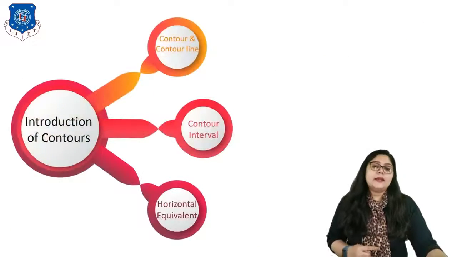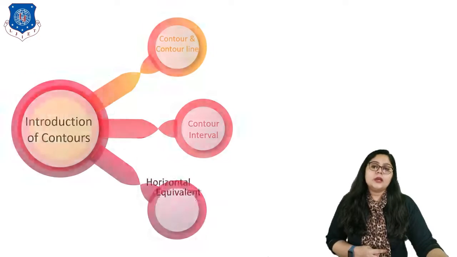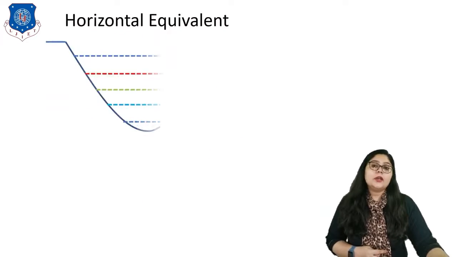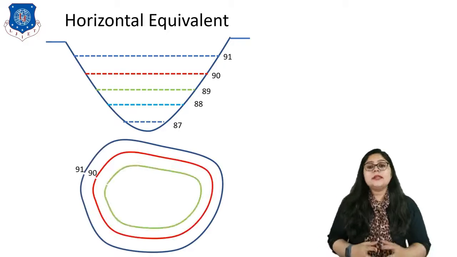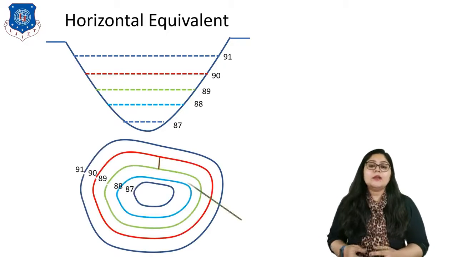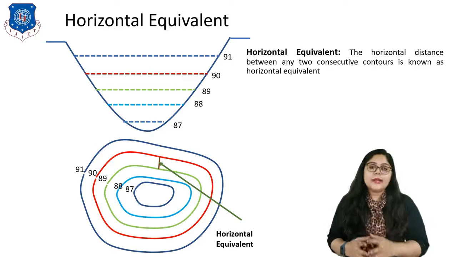Now let us understand the third term, horizontal equivalent. So what is a horizontal equivalent? Generally, here on screen you can see that this is a valley and we are trying to draw the contour lines for that.